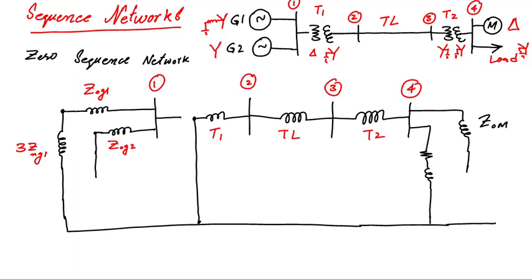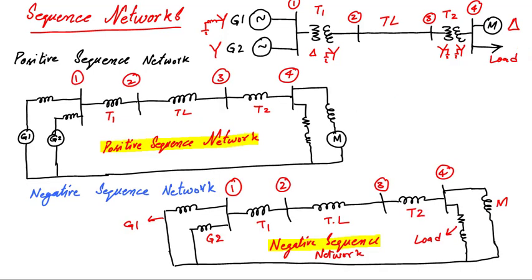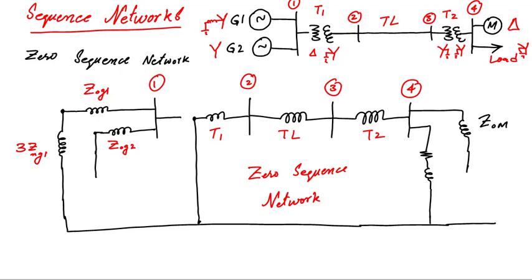Now this network is known as the zero sequence network. If we compare this zero sequence network with the positive and negative sequence networks, it is quite different from these two networks. Here there are many open circuits in this network, and there is a possibility of disconnection of buses in this network. So this zero sequence network will always be different from the positive and negative sequence networks of the power system.